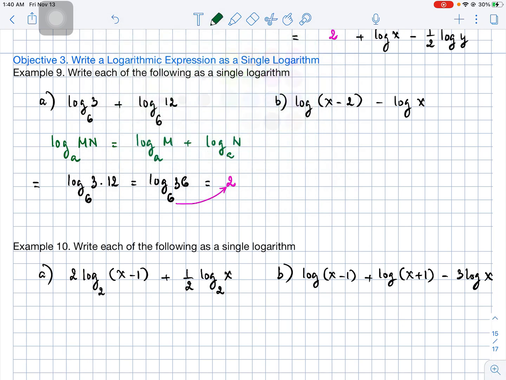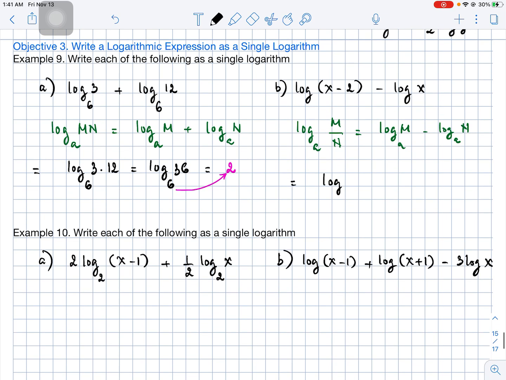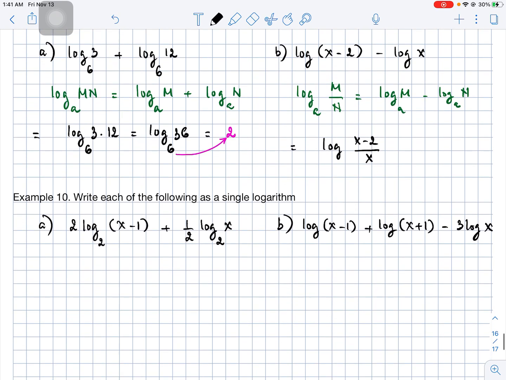In part B, we recall the quotient rule. If we have log of m over n, then we will separate them and we subtract them. Now we have the subtraction. Then we can combine them to become a single log. The base is 10. The m is the one before, which is x minus 2. It will be on the top. And the n is the x, and it will be in the bottom.